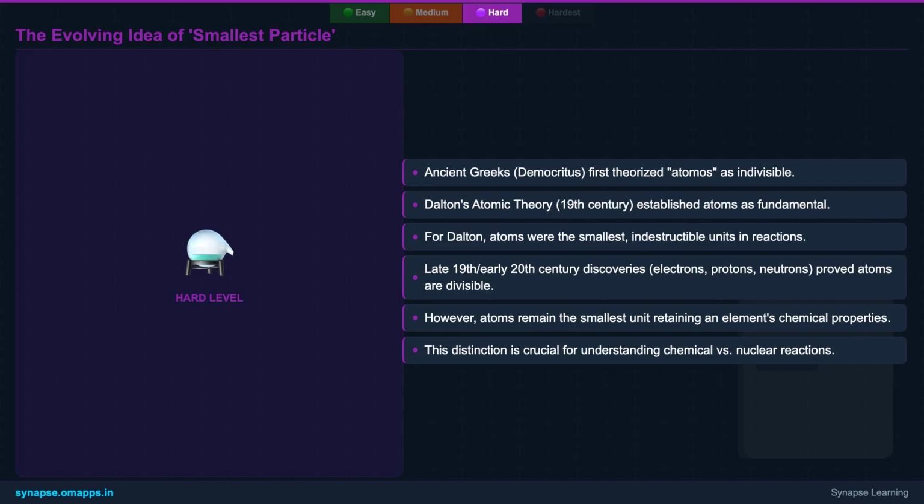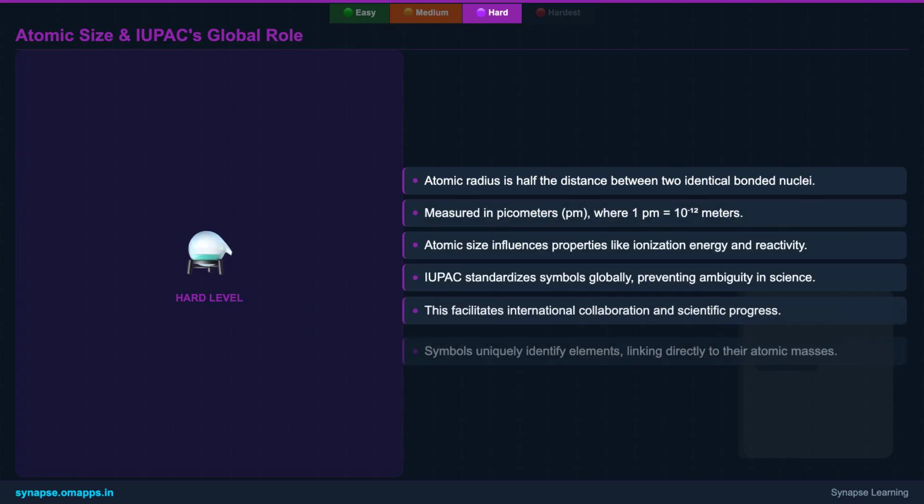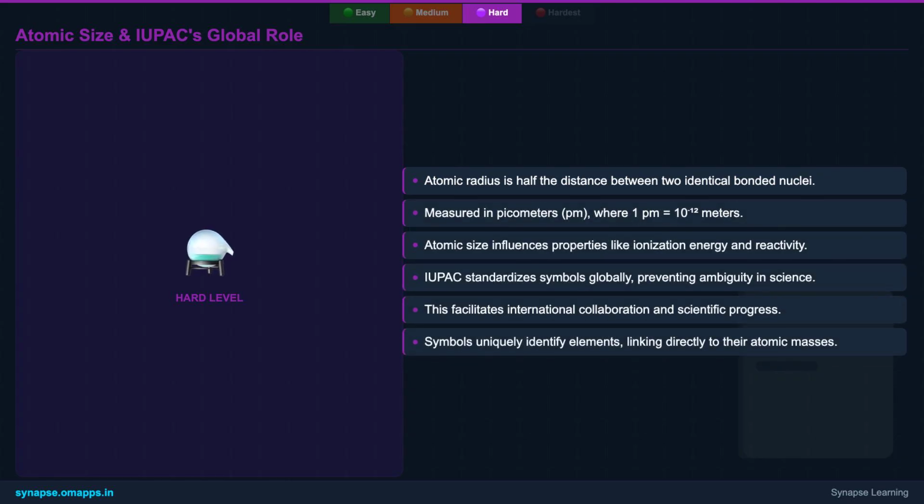Atomic radius, defined as half the distance between two identical bonded nuclei, is measured in picometers, which are 10 to the power of -12 meters. This size significantly influences chemical properties like ionization energy and reactivity. Smaller atoms, for example, tend to hold their electrons more tightly.